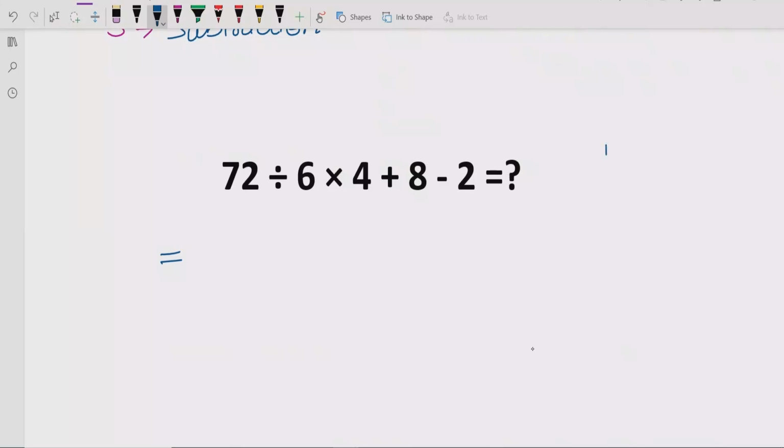In the BODMAS or PEMDAS rule, you have to go left to right. Like this one is the left part and this one is the right. So you have to solve the expression from left to right. There is no parenthesis, as we have B for brackets, and there is no bracket, so we do not have this step. Here we first perform division and multiplication, whichever comes first from left to right.